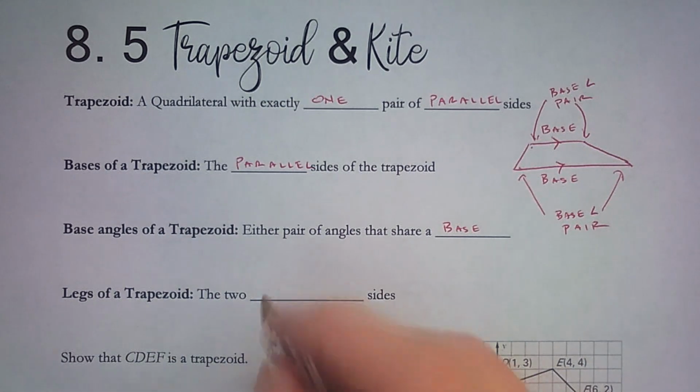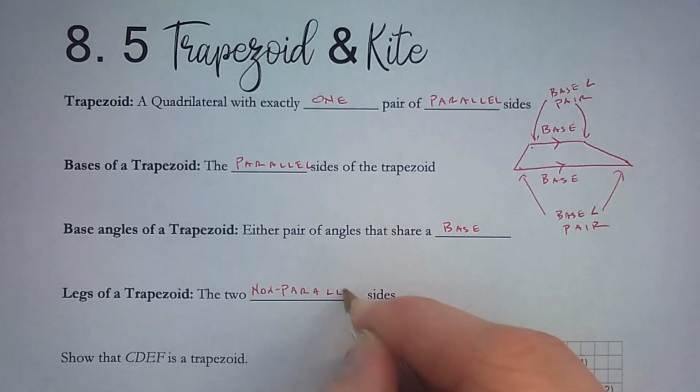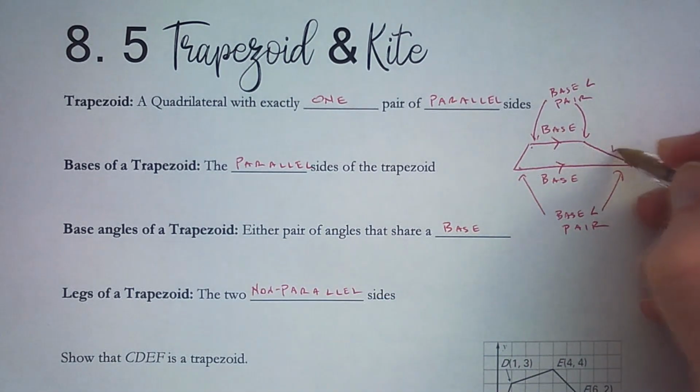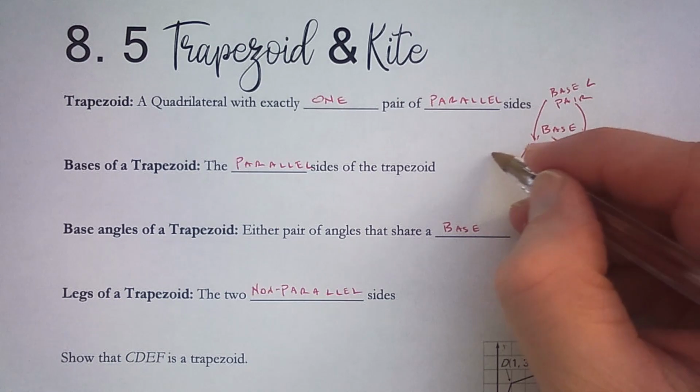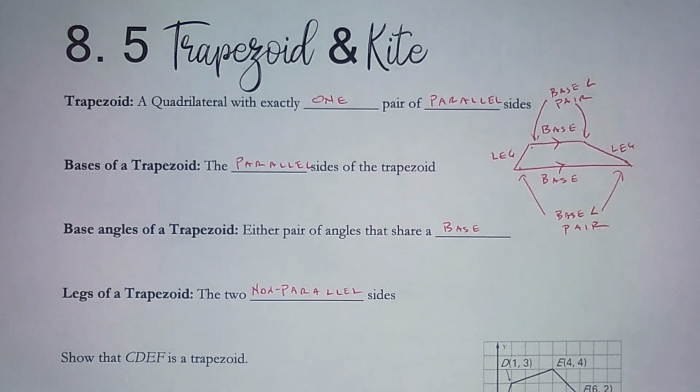The legs of a trapezoid are the two non-parallel sides. So here is a leg, and here is a leg. So two bases that are parallel and two legs that are not parallel.